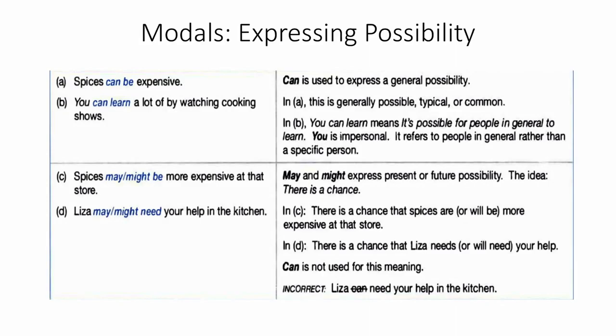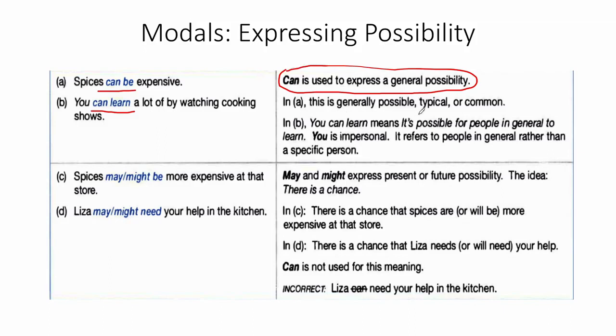So we continue with the following chart, which is the modals that we can use for expressing possibility. For example, the first examples: Spices can be expensive. You can learn a lot by watching cooking shows. So can is used to express a general possibility, something that is possible to happen.